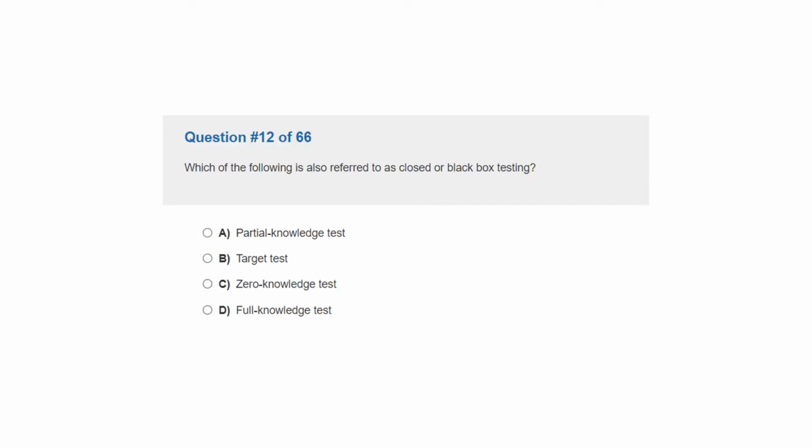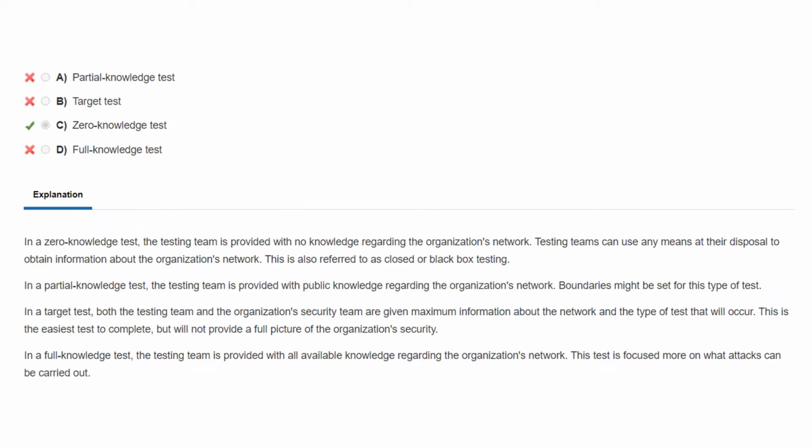Question number 12. Which of the following is also referred to as closed or black box testing? The correct answer here is C, zero knowledge test. In a zero knowledge test, the testing team is provided with no knowledge regarding the organization's network. The testing teams can use any means at their disposal to obtain information about the organization's network. And this is also referred to as a closed or black box testing.